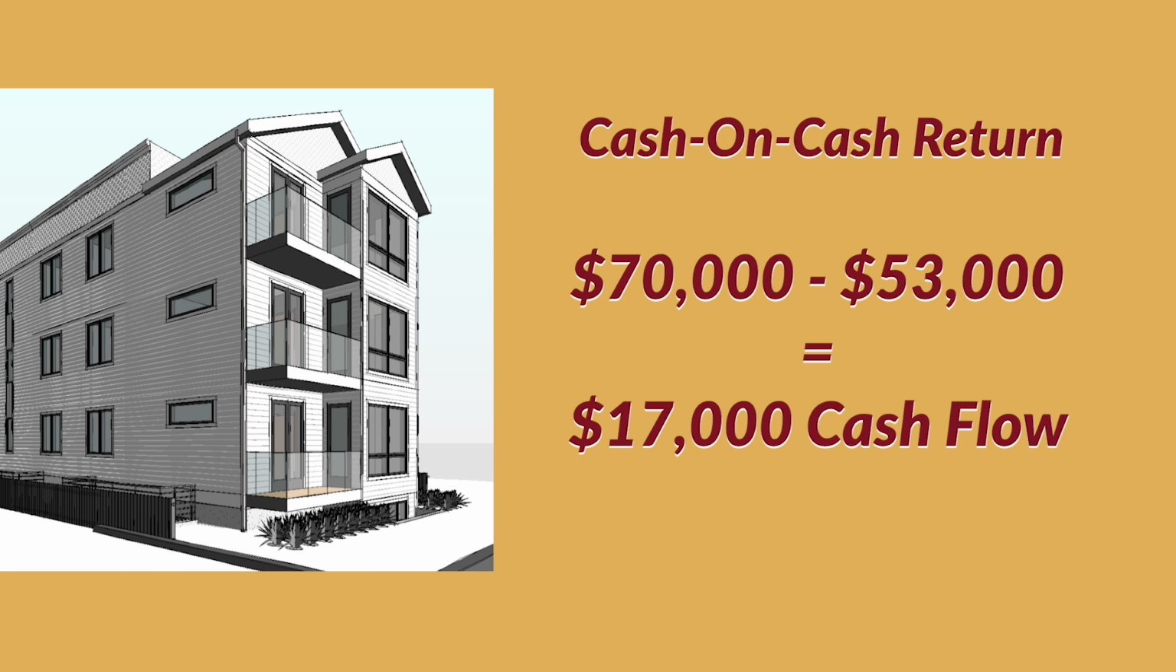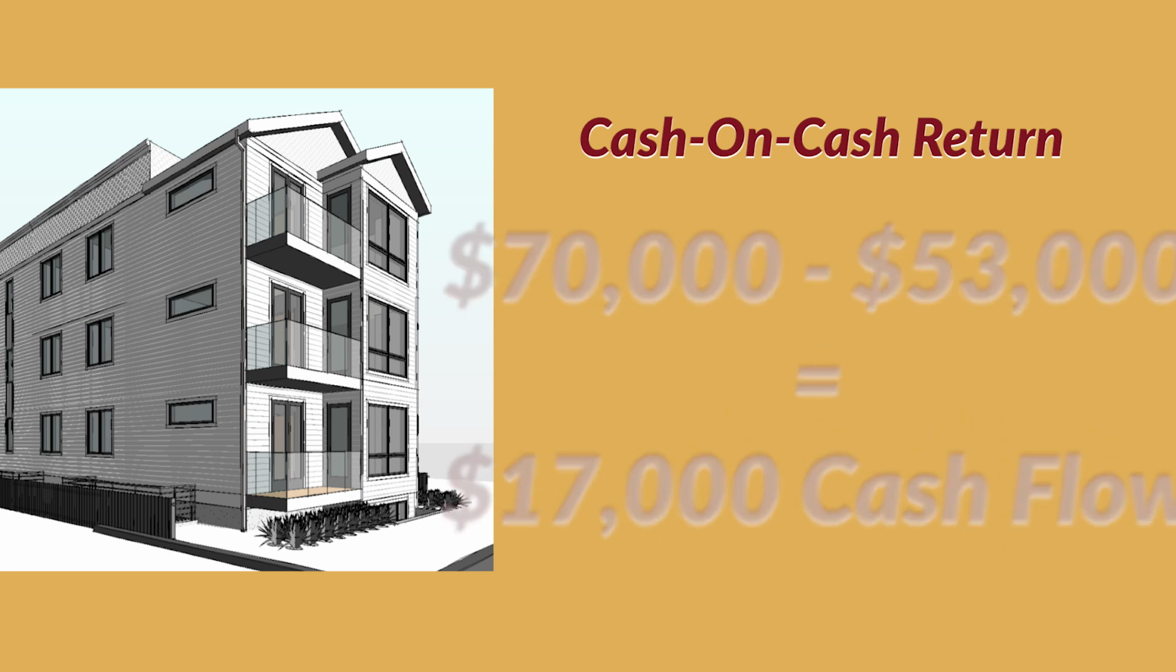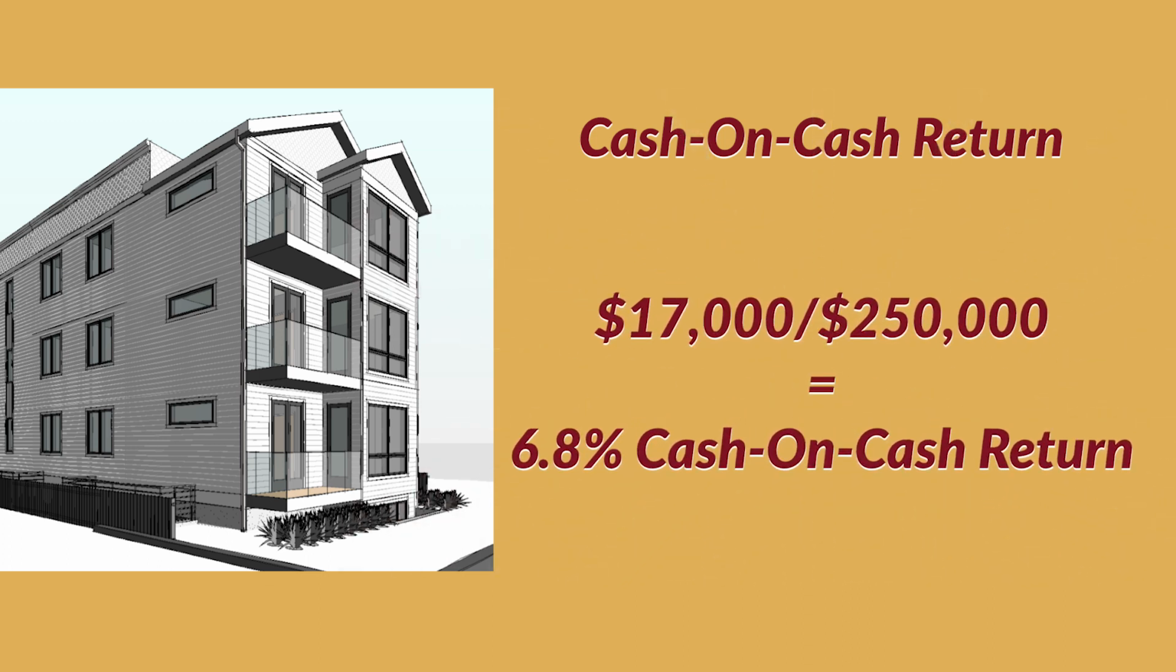Now, I didn't pay full cash, remember? So I only put $250,000 down. So what is my cash on cash return? That's $17,000 divided by $250,000 equals a 6.8% cash on cash return, or return on my investment.